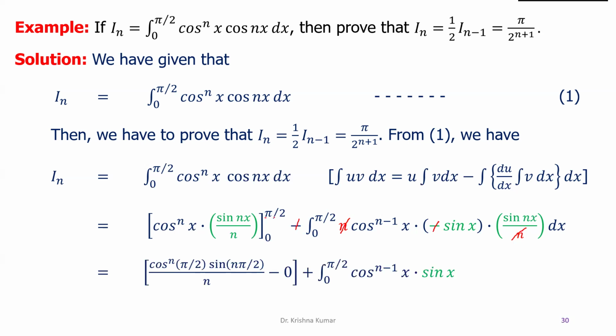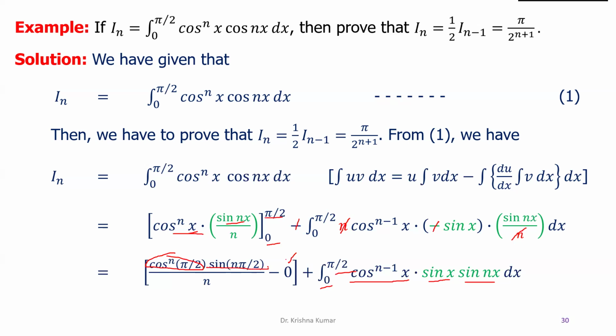So let me write down. Again, we can substitute the upper limit pi by 2. So cos^n (pi by 2) sin (n pi by 2) upon n. And if you put lower limit 0, cos 0 is 1 and sin 0 is 0. So the lower limit is 0, plus the integration of cos^(n-1) x sin x sin nx with respect to x under the limit 0 to pi by 2. Now cos pi by 2 is 0, so this part will become 0.